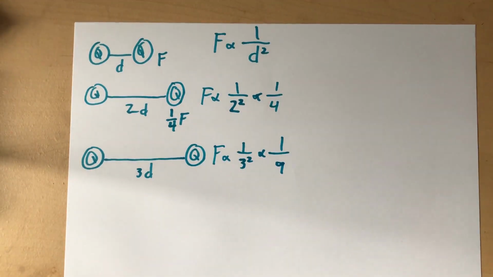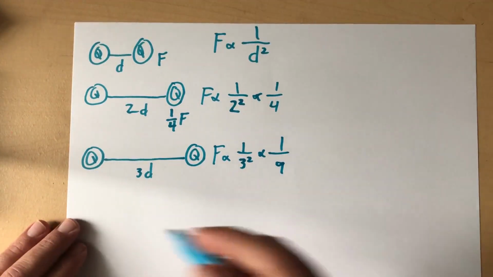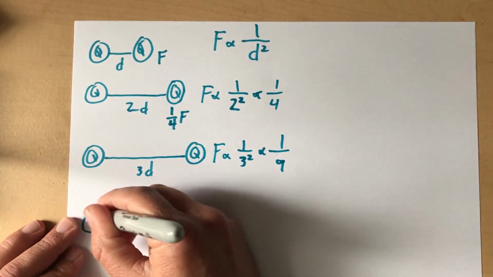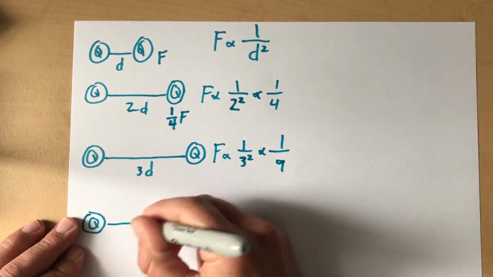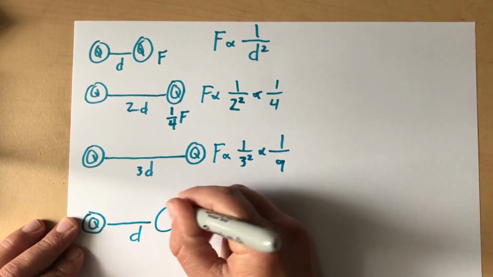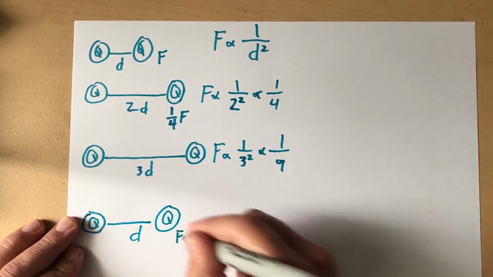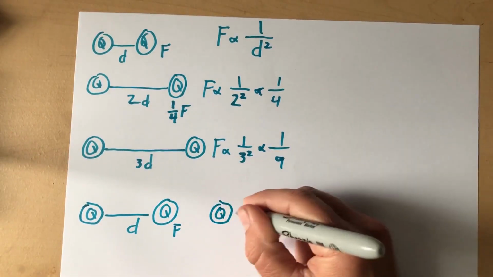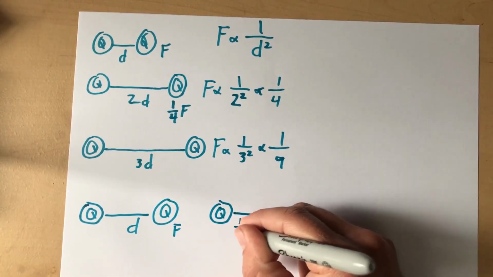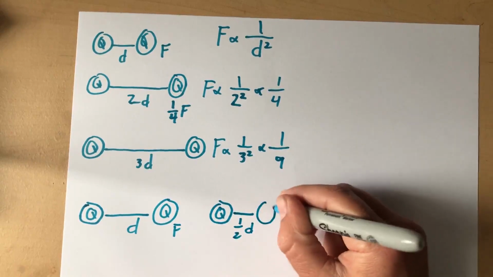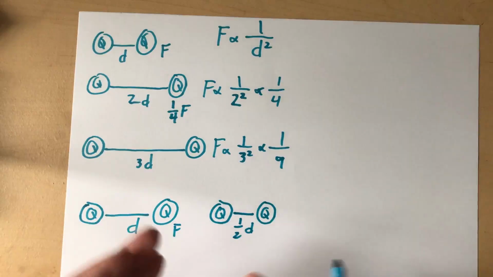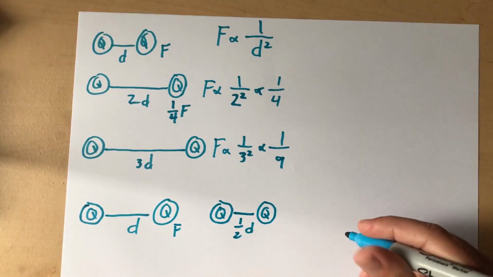So lastly, one more before we get into changing two things at once. Let's say we cut the distance smaller. Let's say we have Q, some distance D, and Q, and we'll say that that force is F. What if we did this? We took Q and we cut the distance to 1/2 the distance. We move them in closer. You should realize just logically that they'll exert a stronger force on each other if they're closer.